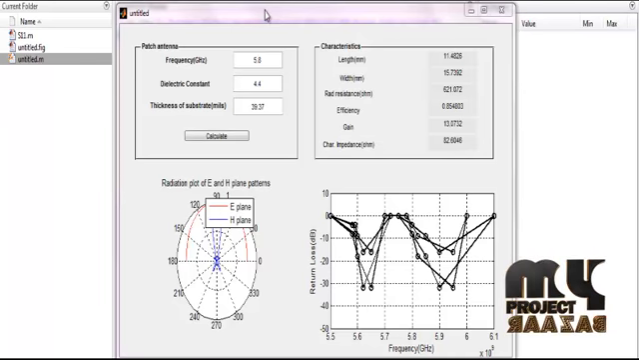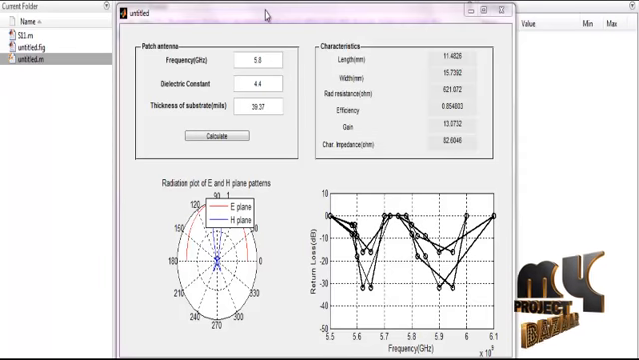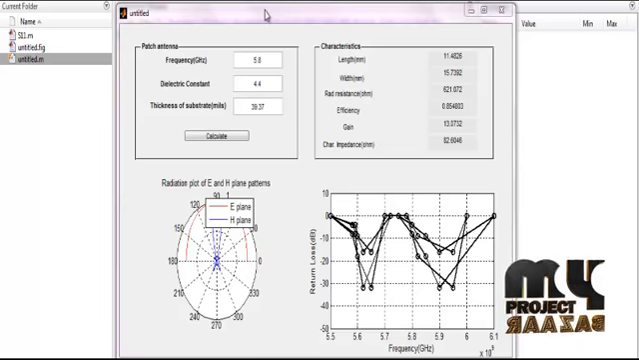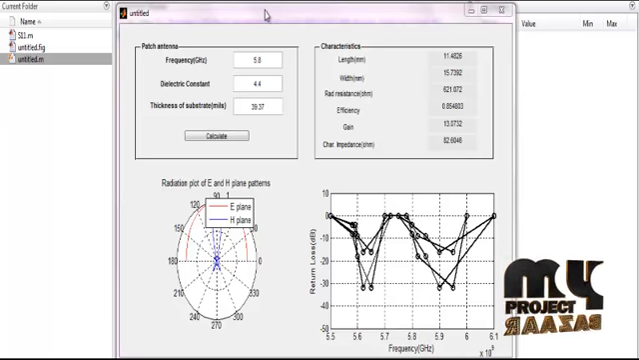The return loss is S11. Finally we calculate the frequency in gigahertz, which is 10 to the power 9. So the length is 11.8, along with the width, radiation resistance, efficiency, gain and characteristic impedance. Finally we calculate the return loss of the product.